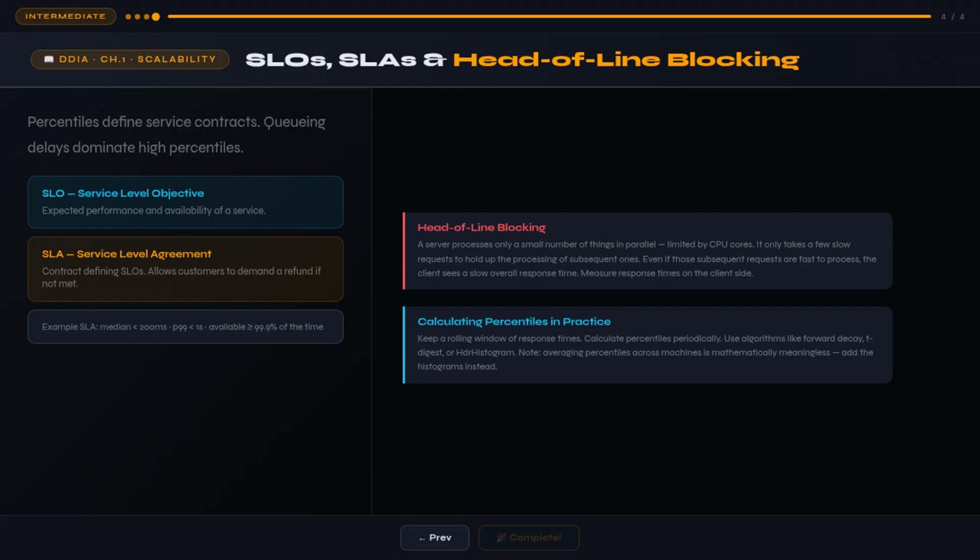This is why the book insists: measure response times on the client side, not the server side. The server might think it processed a request in 10 milliseconds. But the client waited 500 milliseconds because it was sitting in a queue behind a slow request for 490 milliseconds.